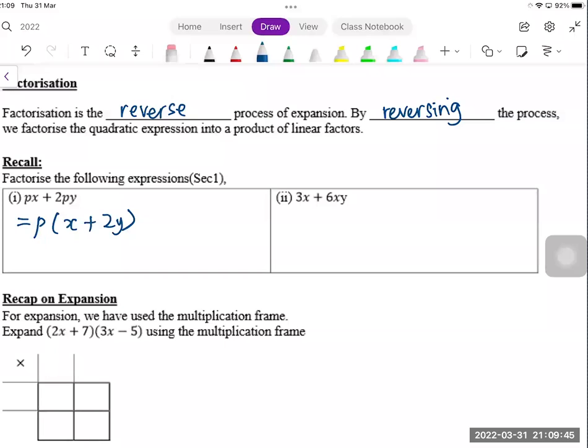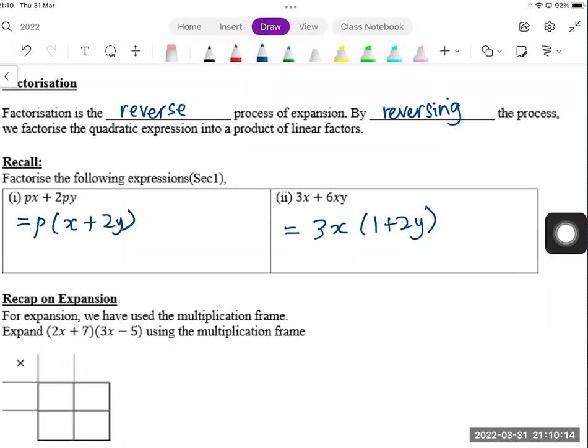You want to try part 2? Just a recap. 3x bracket 1 plus 2y. Okay, perfect. 3x bracket 1 plus 2y. Good that you are also able to pick out the 3, because sometimes people only focus on the letters and forget about the numbers also. So whatever is common, we just take them out.